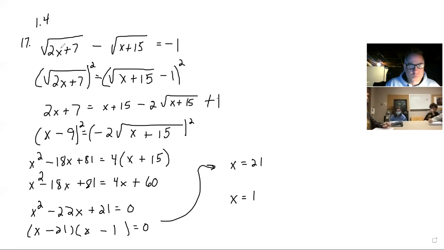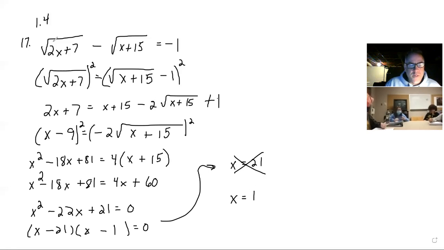If I put 21 in, 2 times 21 is 42, plus 7 is 49. Square root of 49 is 7. 21 plus 15 is 36. Square root of that is 6. And 7 minus 6 is not negative 1. So it's 1. There we go. That solution is no good.